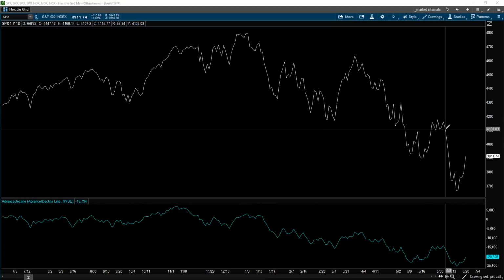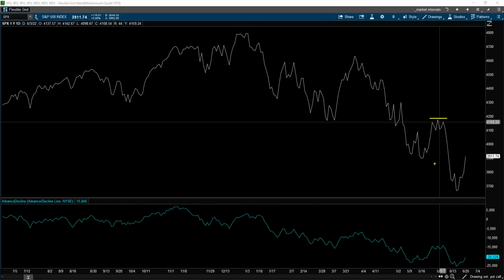But again, we still have this divergence here that we need to get resolved. So we are still waiting for that, and most likely we will probably have the S&P 500 come up to take out this pivot high, and the advanced decline take out this pivot high, then get back in sync.